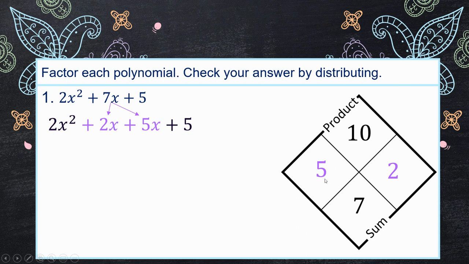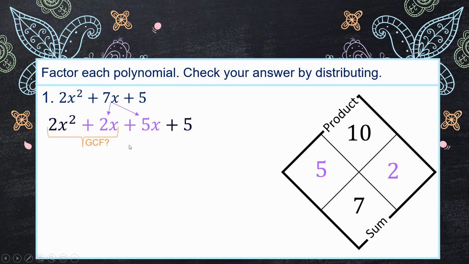So I did flip that around from 5 to 2 versus 2 to 5. The good news is these are interchangeable. When you split it up, it does not matter. You can switch the order of these two and you're going to get the same answer. Now we factor by grouping.